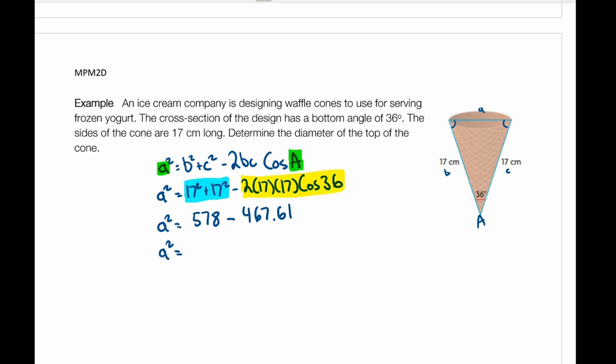A nice thing to do to check to make sure that we're doing our steps correctly: once we subtract these two, we should not get a negative number, because we can't take the square root of a negative number. So when we subtract, we should not get a negative number.